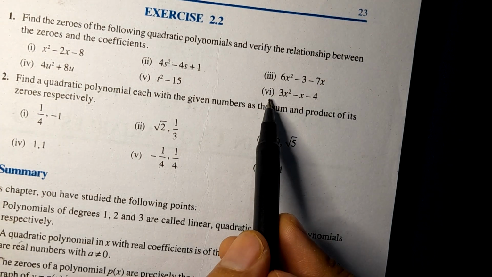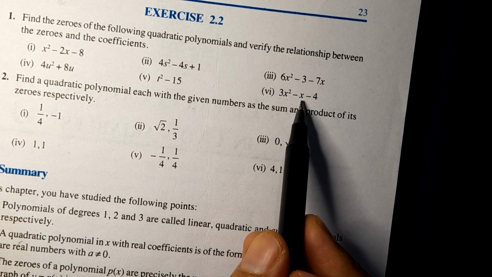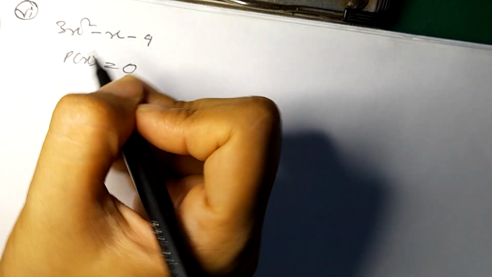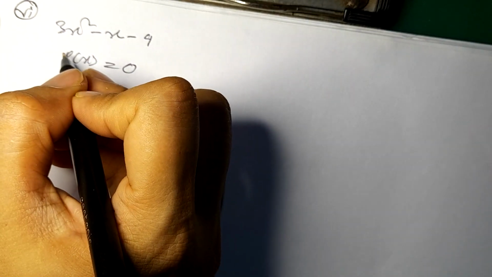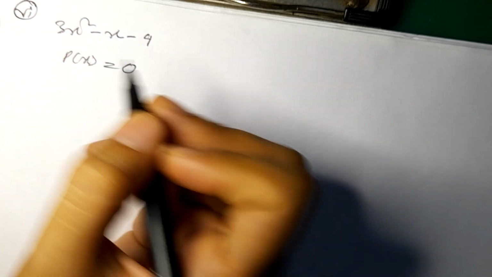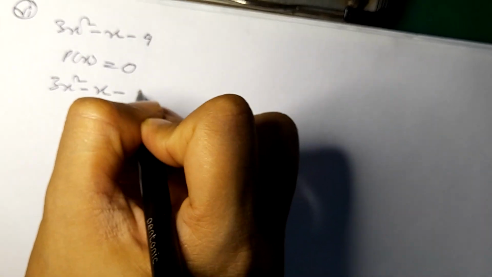Now Roman number 6, that is 3x square minus x minus 4. We know that this is the p of x. P of x is always equal to 0. Here it is p of x, since it is a polynomial, so we wrote it p. This is in the equation of x, so we wrote it inside x. So it will be 3x square minus x minus 4 equal to 0.